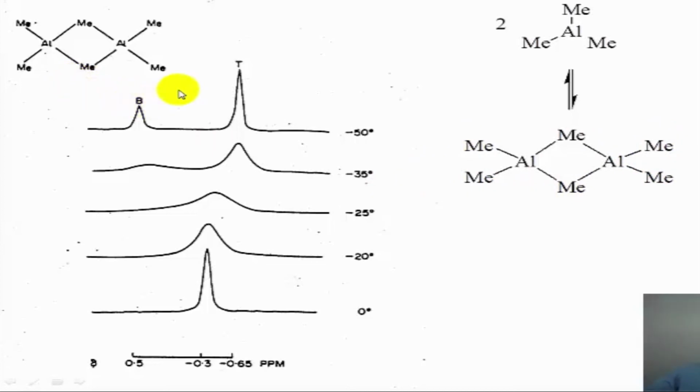The B and T abbreviations are given, T for the terminal and B for the bridging methyl. The bridging methyl comes at a higher delta value compared to the terminal methyls, which come at the lower delta value. The ratio would be approximately 6 hydrogens here and 12 hydrogens here, corresponding to a 1:2 ratio of the 2 types of methyl groups that you have in this molecule. At in-between temperatures, you cannot distinguish whether the methyl is a terminal methyl or a bridging methyl. So, there is a large uncertainty in terms of the chemical shift values of the methyl at intermediate temperatures.